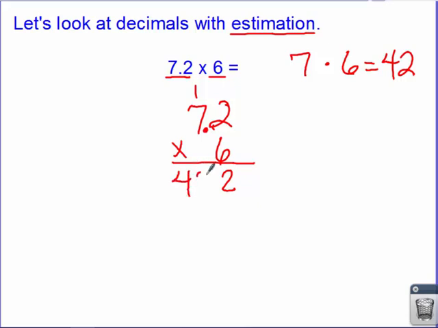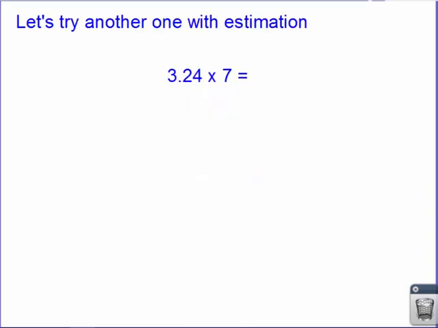Plus 1 is 43. Now, based on our estimate, my answer's got to be somewhere around 42. So could my decimal go here and have 432 as an answer? No. Could it go here as 43.2? Seems reasonable. That's pretty close to 42. Could it go between the 4 and the 3? Then my answer would be 4.3. Well, that's kind of a far distance away from 42. What if it was 0.4? No. So based on my estimate, my decimal can only go between the 3 and the 2. Simple as that. So let's look at one more with estimation before we actually look at the rule.